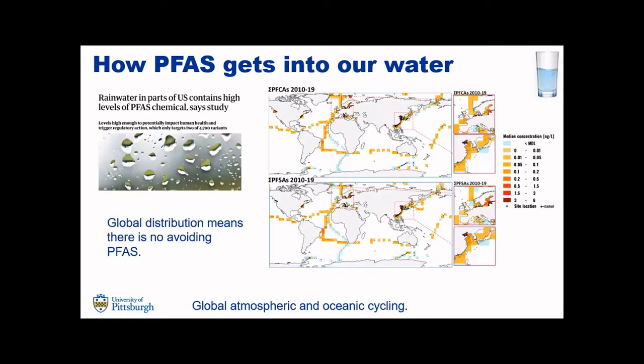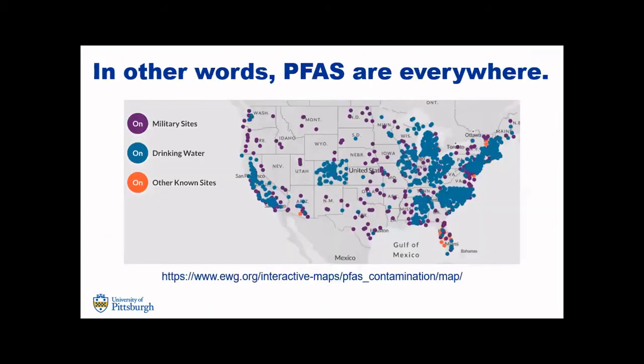And then the final thing that I wanted to mention about how PFAS gets into our water is the you can't escape it route, which is through global atmospheric and ocean cycling. So there's been a number of studies now that have shown high levels of especially the ultra short chain PFAS are now found in rainwater, and that these compounds can undergo long range cycling both through the atmosphere and through oceans. And so basically it means that we are getting global distribution of at least low levels of PFAS. So in other words, PFAS are everywhere.